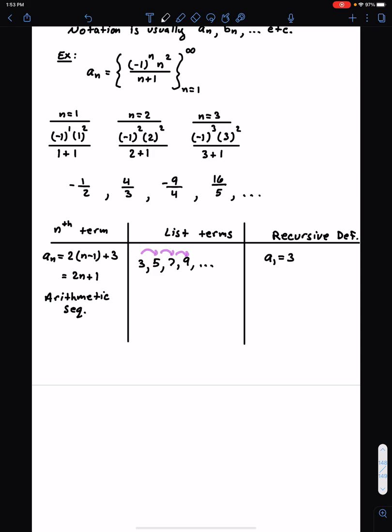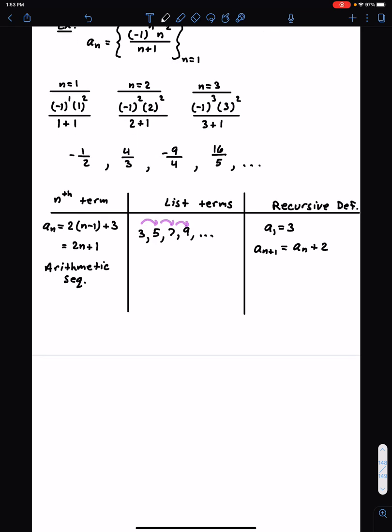The recursive definition: a1 is 3, and a sub n plus 1 is equal to a sub n plus 2. The n plus first term is a sub n, or the previous term, plus 2.